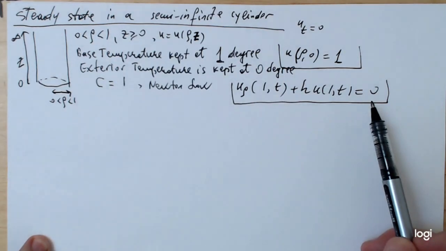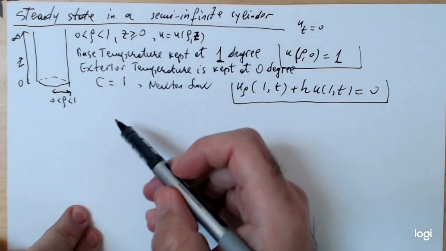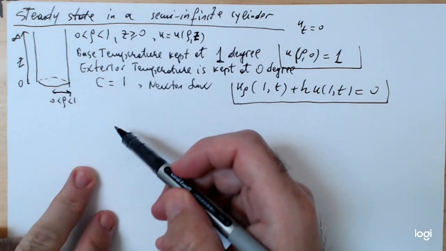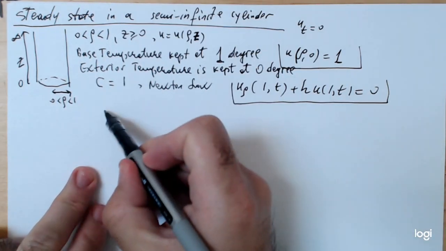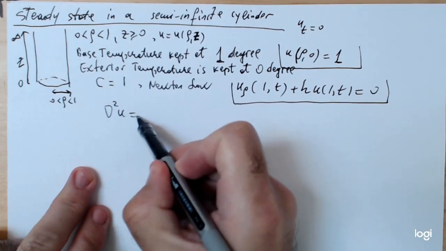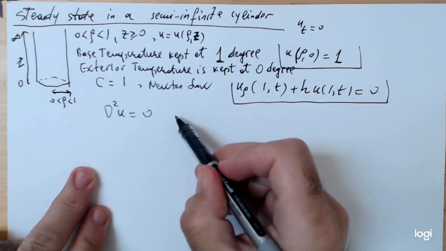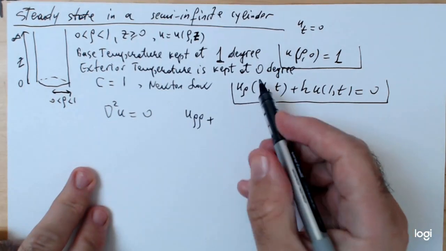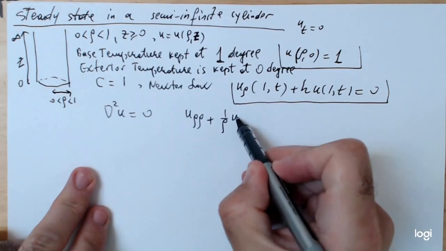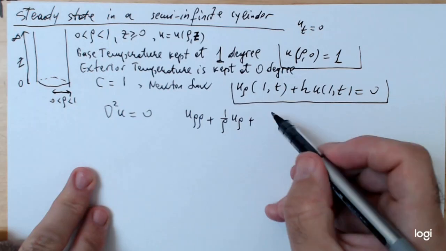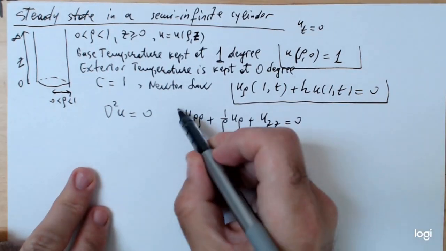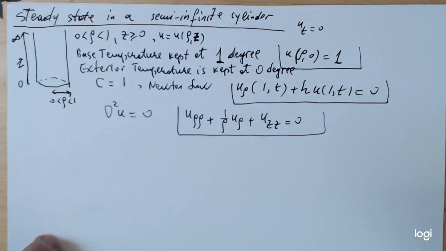So what about the PDE itself? Well, look at the Laplacian in cylindrical coordinates. If it depends on rho and z now, then the Laplacian of u equal to 0 is equivalent to u partial rho twice plus 1 over rho u partial rho plus u partial z twice equals 0. So this is the PDE to solve.